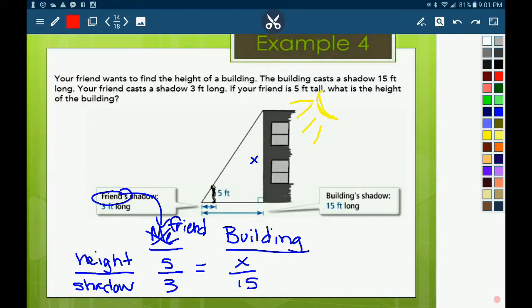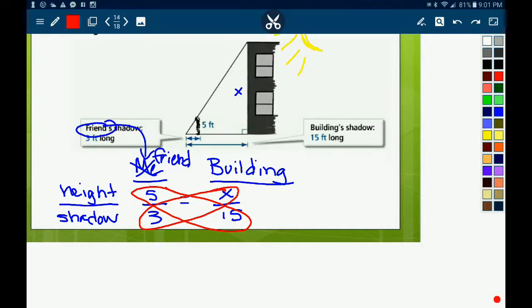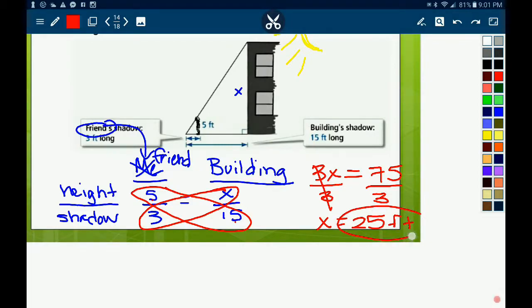Okay, so now if you remember, all we're doing is cross-multiplying and then solving for x. So when we cross-multiply, we do 3 times x, which is just 3x. And then we do 5 times 15, which if you grab your calculator, is going to be 75. Then we divide by 3 on both sides so that we can get x all by itself. And we get x is equal to 25. So the building here is 25 feet tall.